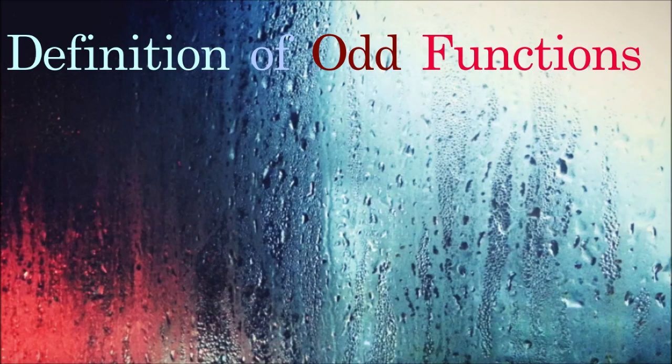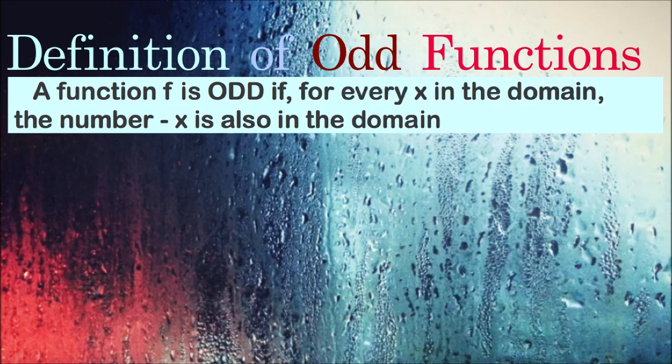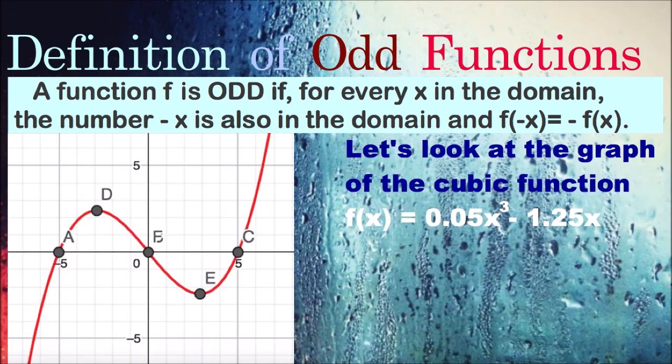Definition of odd functions. A function f is odd if for every x in the domain, the number negative x is also in the domain, and f of negative x equals negative f of x.